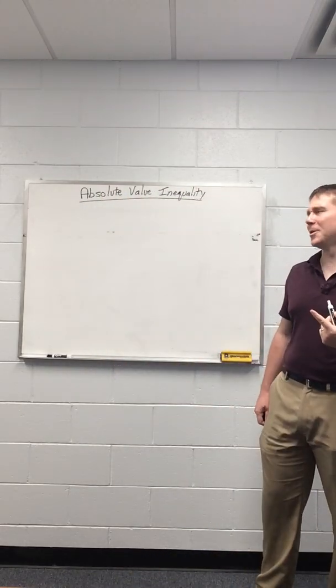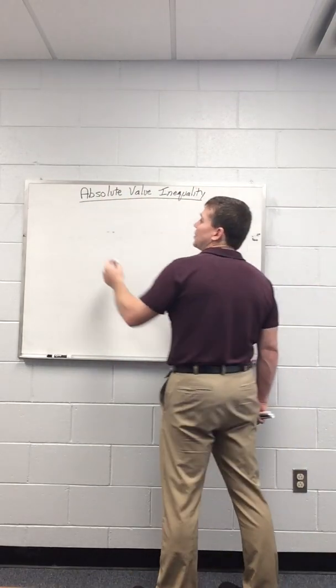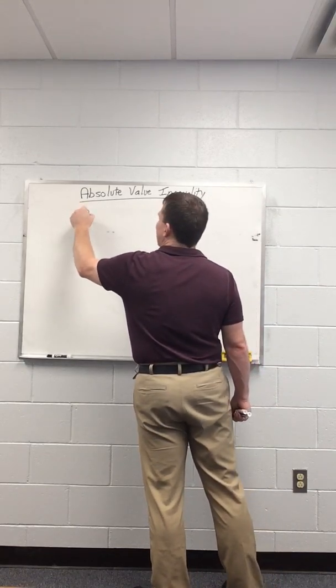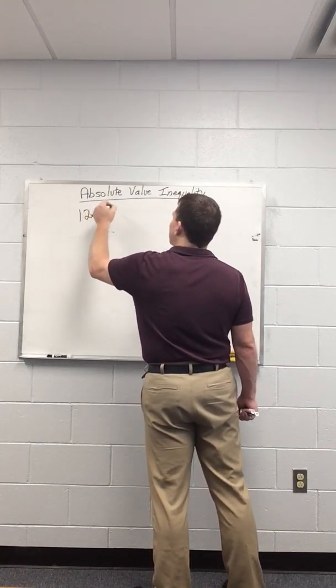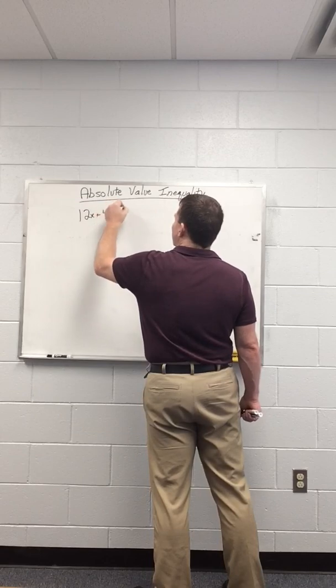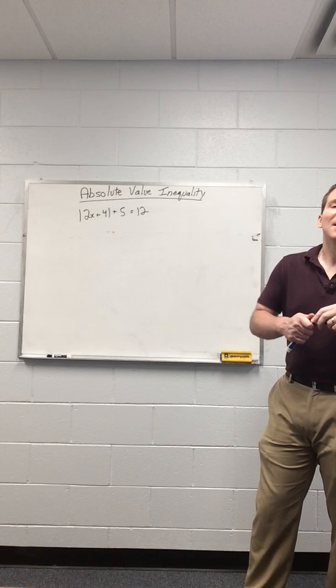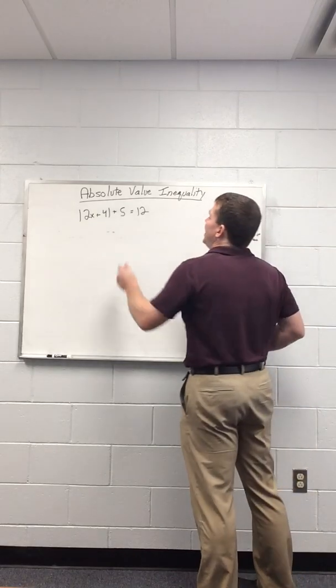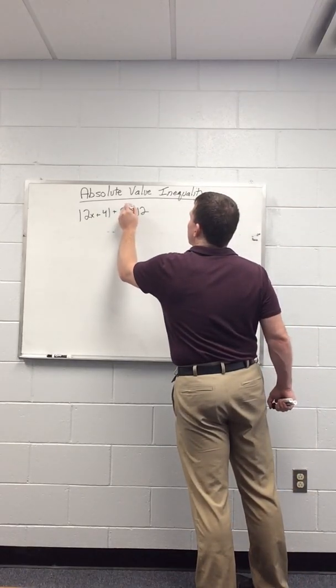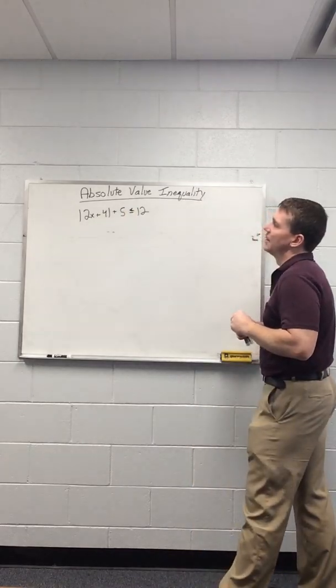And if we recall from earlier in the chapter, we solved absolute value equations when we had something like the absolute value of 2x plus 4, plus 5 is equal to 12, or something like that. And we went through how to solve those. Now, essentially, we want to change it into an inequality.